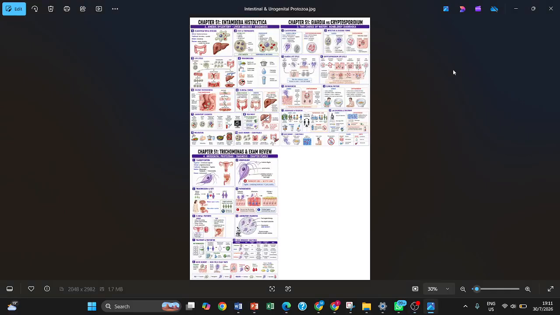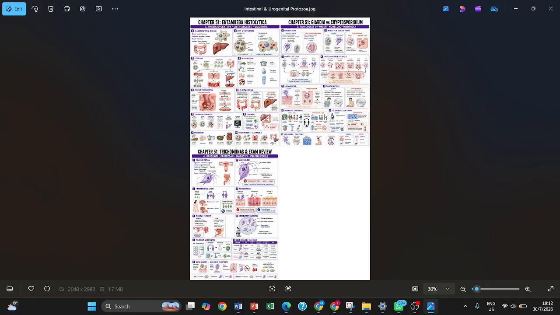So, the assumption here is that you're coming here to gain a general overview, or you have read and you now want to revise. The way in which I will do it, I will not touch each organism independently. We are looking at the intestinal and urogenital protozoa as a whole, trying to look at the connections between the organisms and how we can organize our information, right?